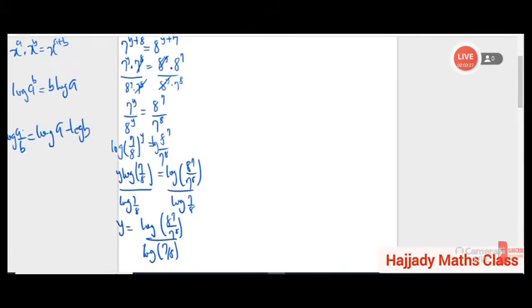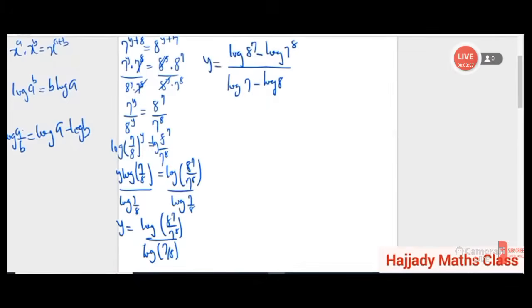So with this, I'm going to have log for the numerator 8 raised to power 7 minus log 7 raised to power 8. Also for the denominator, the same rule will be applied. So here I'm going to have log 7 minus log 8. That is what my value of y equals to.